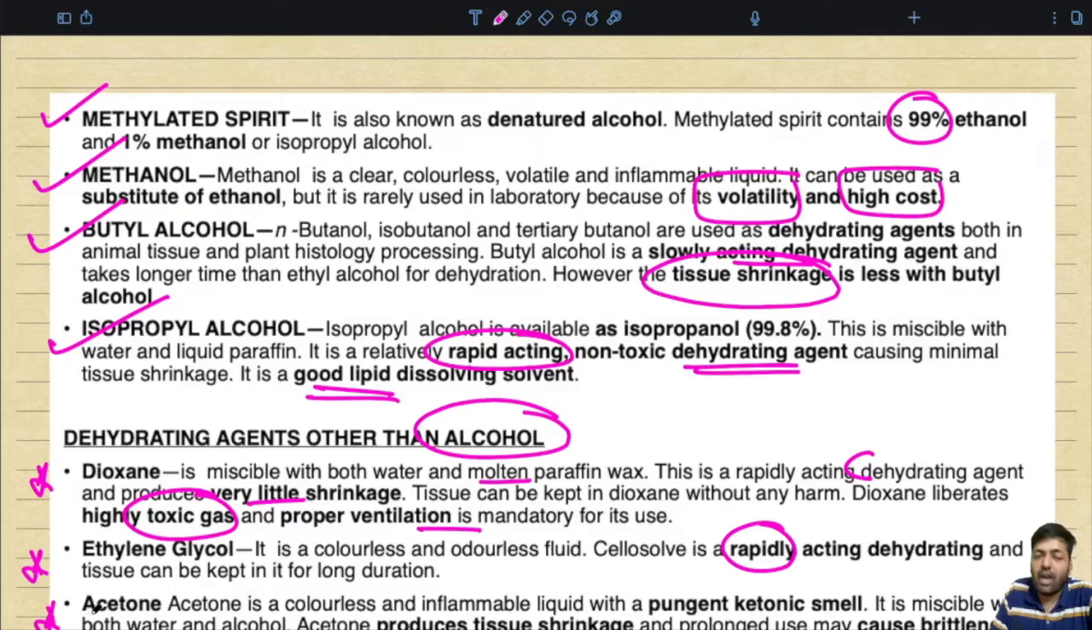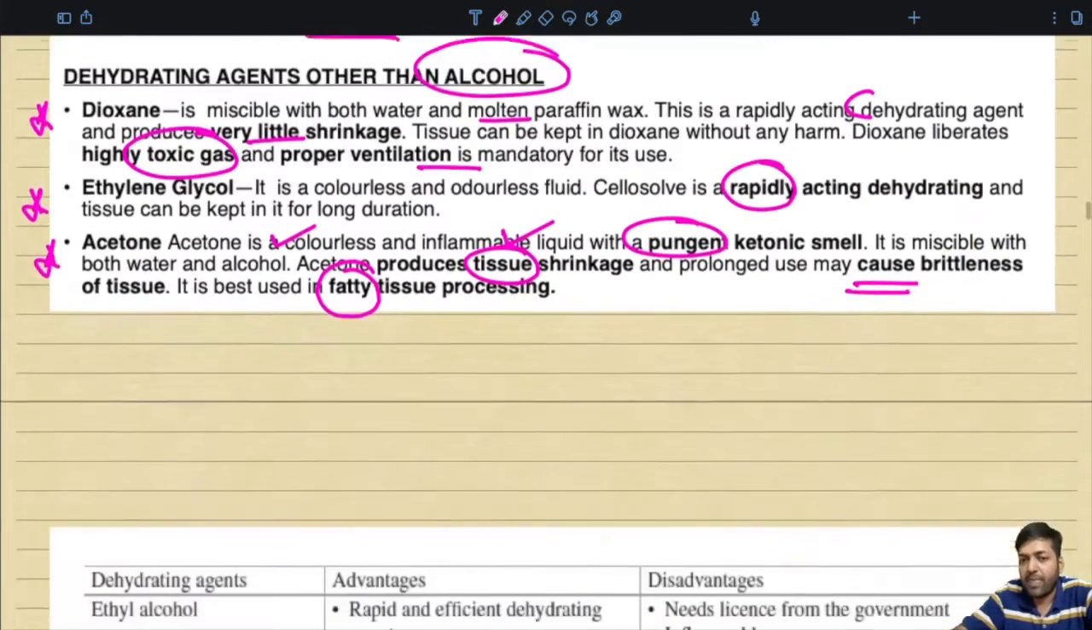Then we have acetone. Now, acetone they call a poor man's dehydrating agent. Okay, it is a colorless and inflammable liquid with a very pungent ketonic smell. It is miscible with both water and alcohol. It produces tissue shrinkage and prolonged use may cause brittleness of the tissue. It is best used in fatty tissue processing.